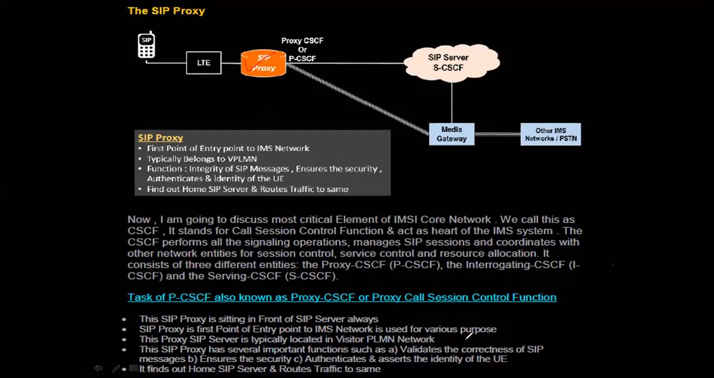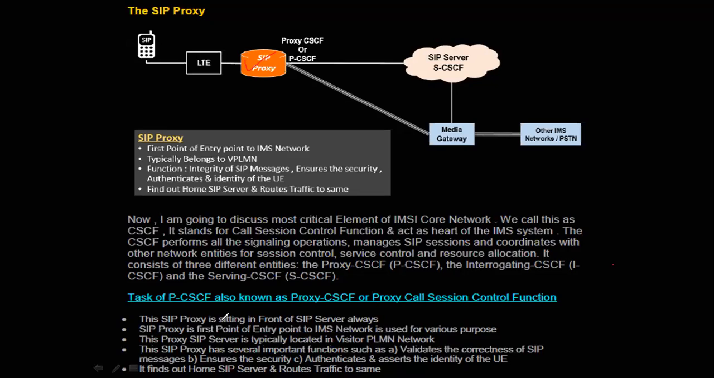It is used for various purposes. What kind of purposes? Like selecting the I-CSCF and other functions. The proxy SIP server is typically located in the visited PLMN network, and it is also located in the home PLMN network. This SIP proxy has several important functions, such as validating the correctness of SIP messages. These are the main functions of the P-CSCF.